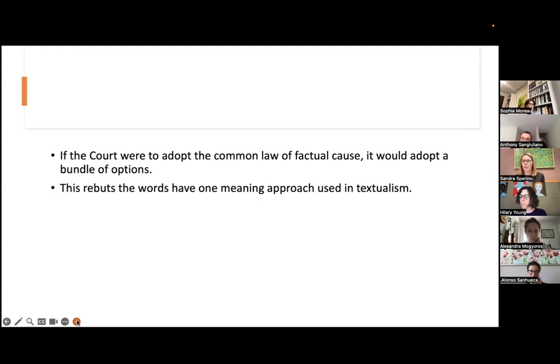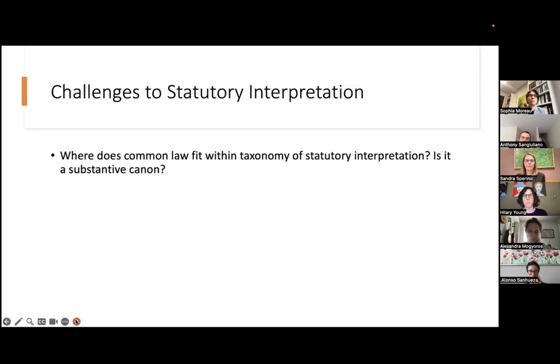Textualism, though, has a problem with this because it tends to claim that words can only have one meaning within a statute. But if we're now going to adopt tort law into statutes, we're going to have to think about whether that means that words within statutes can have more than one meaning, just like those words would have more than one meaning in the underlying tort law. So then the paper also raises some other questions, which I'm just going to raise briefly, and then we can talk about them in the Q&A.